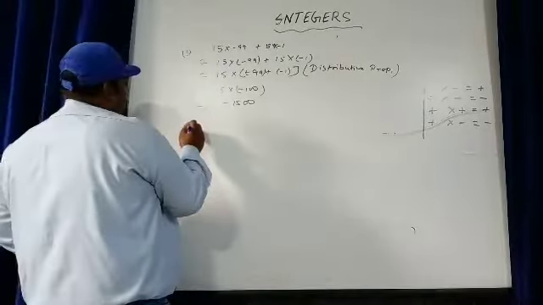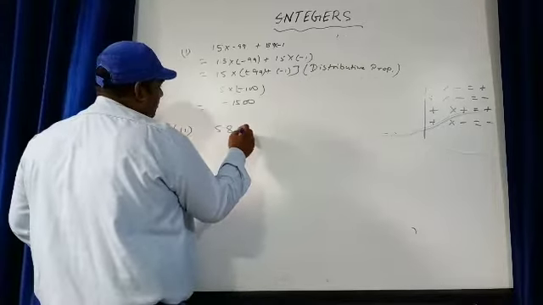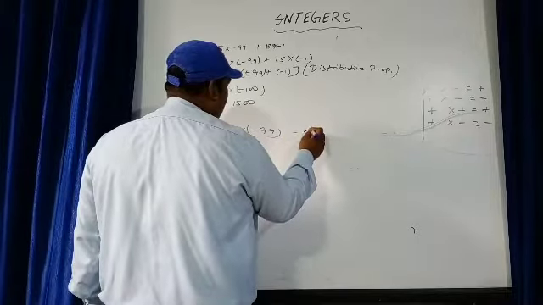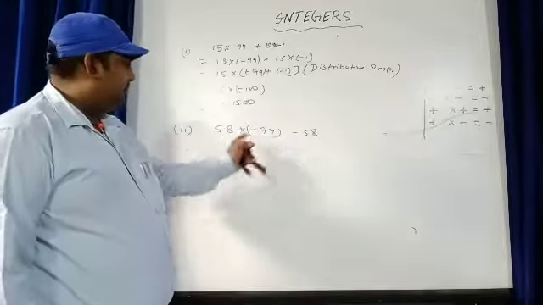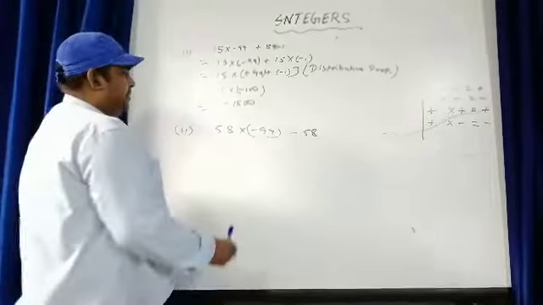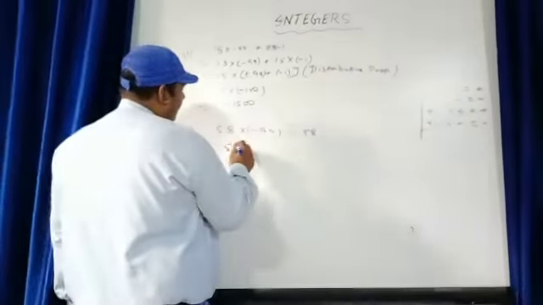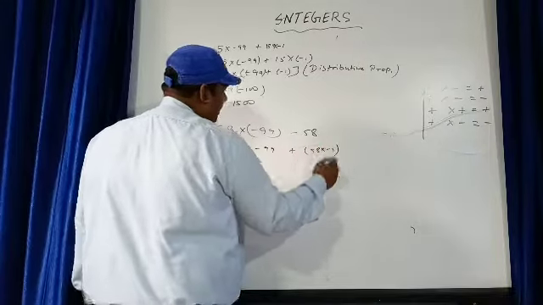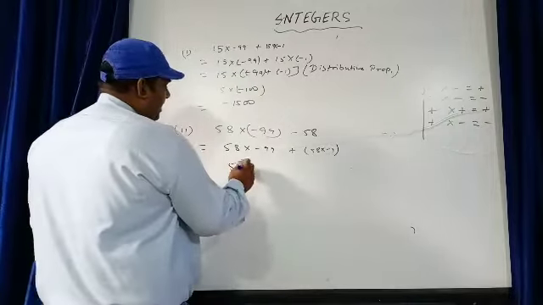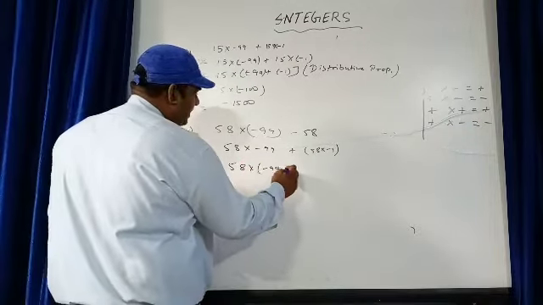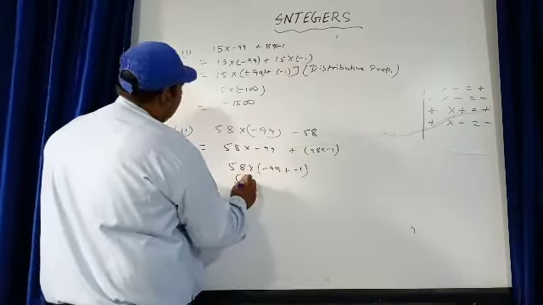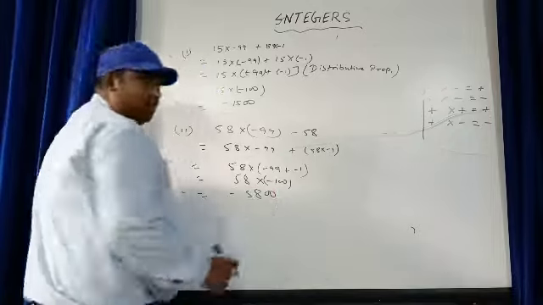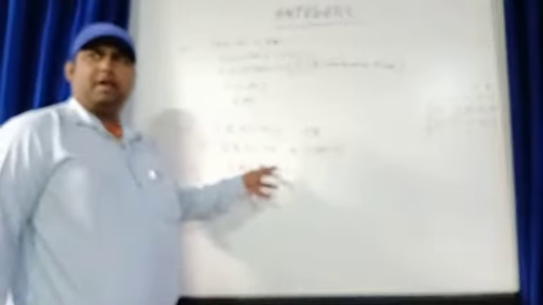Suppose your question is a little larger, 58 × minus 99 − 58. Many have problems with that. How can we do this type of question? See here, 58 × minus 99 + 58 × minus 1. We can write this as 58 × (minus 99 + minus 1), 58 × minus 100. That will be minus 5800. Okay, very simple. We have learned.